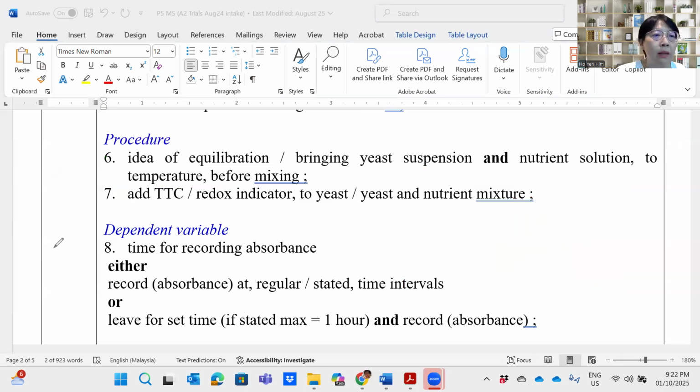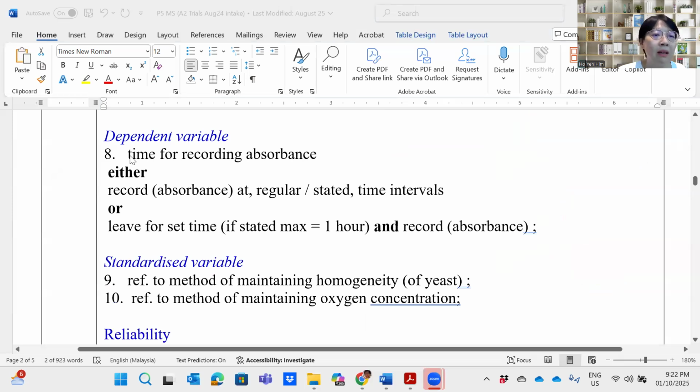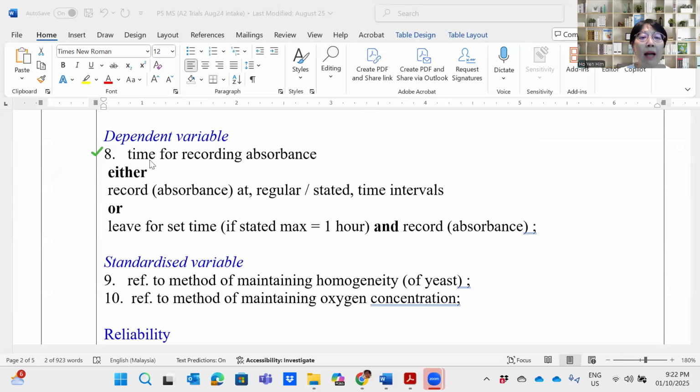Okay. Next, dependent variable. Question 1 not yet finished. Dependent variable is what? Time for recording absorbance. So what do you mean by time for recording absorbance? Time.